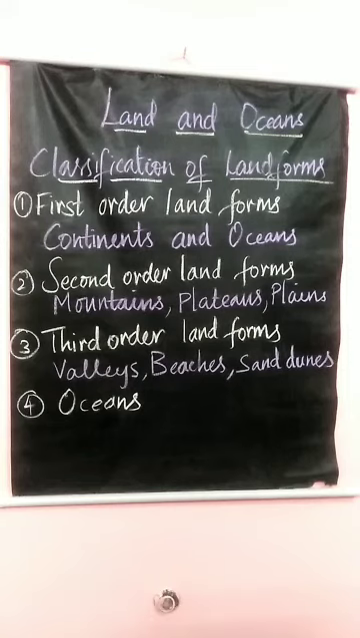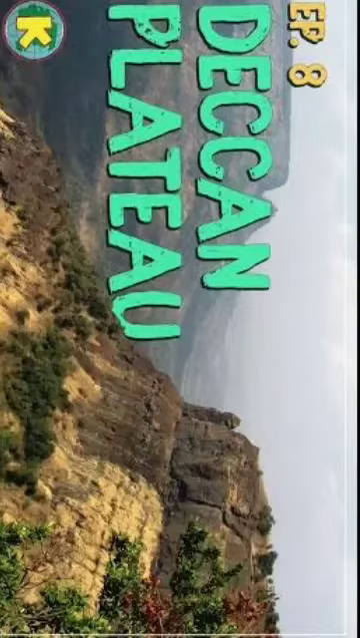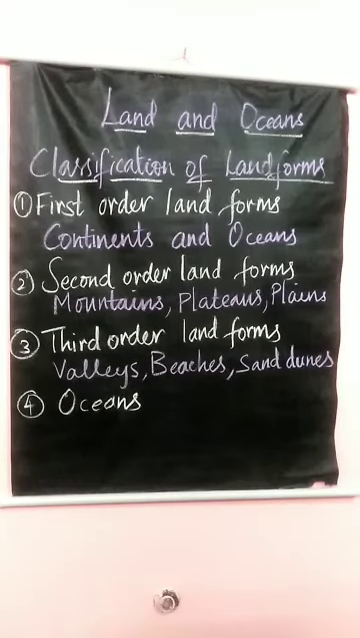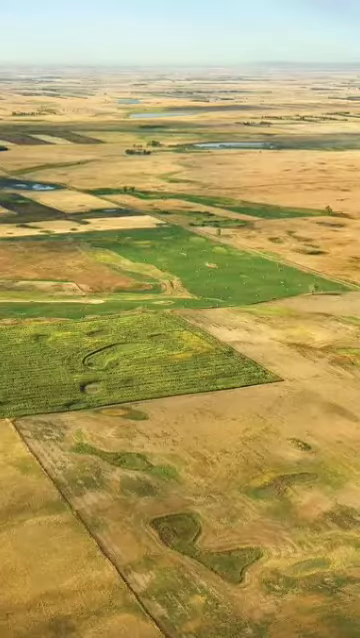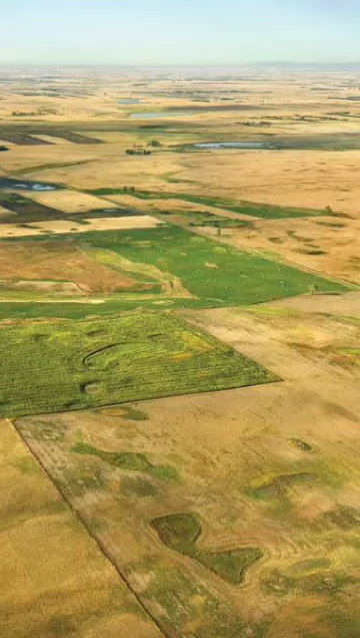Plateaus. What are called plateaus? Plateaus are the elevated portions of the earth that have flat surfaces bounded by steep slopes. The flat-topped part of the plateau is called tableland. What are plains? Plains are flat and relatively low-lying lands. Plains are usually less than 200 meters above sea level.